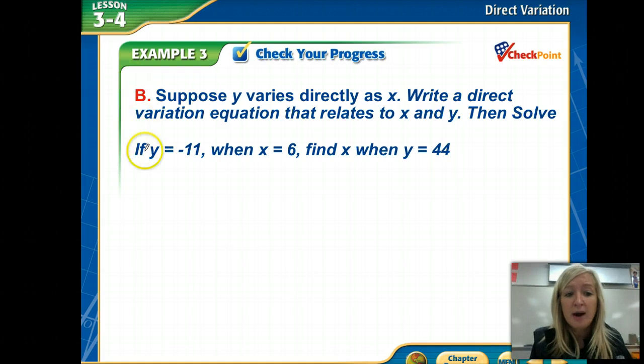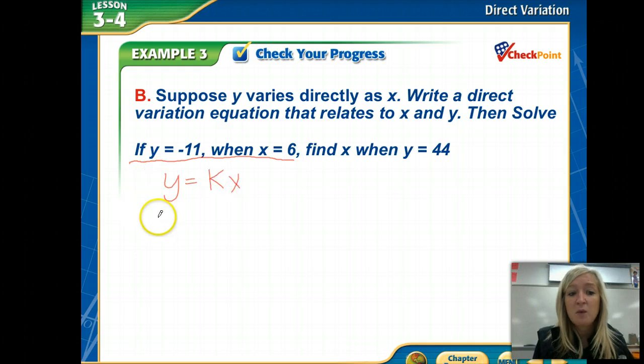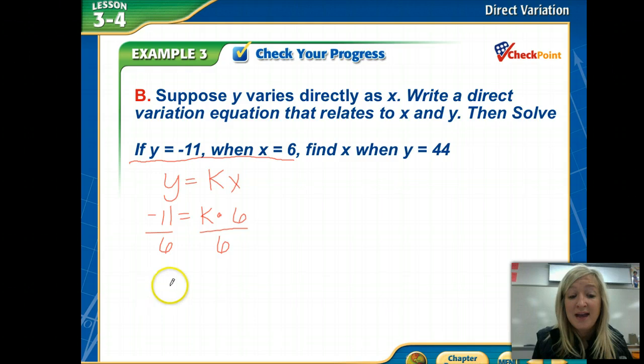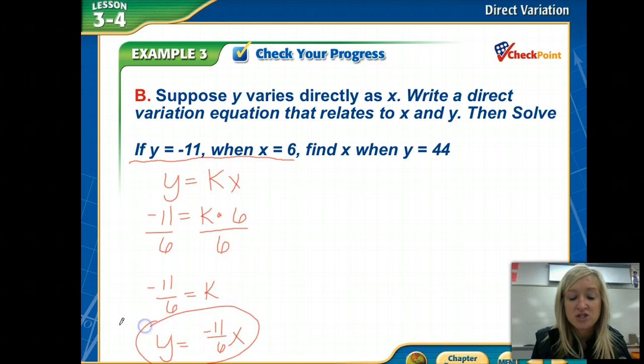All right, so we have 2 parts to this problem. This is the first part that I'm going to look at. So y equals kx. Basically what we're doing is we're going to substitute y for -11. K stays the same, and I'm going to multiply it by 6. So now I'm going to divide both sides by 6, and my k equals -11/6. So my equation is y equals -11/6x. This is my direct variation equation.